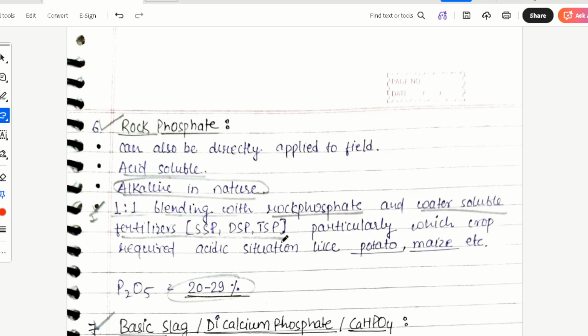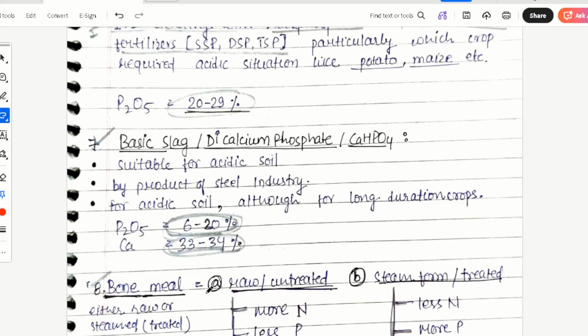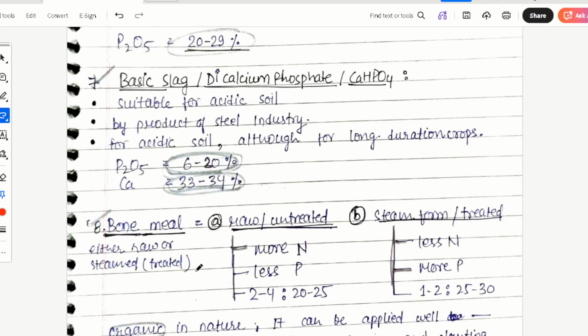The next one is basic slag, which is also known as dicalcium phosphate. It is suitable for acidic soil and is a byproduct of the steel industry. So basic slag is the byproduct of the steel industry, suitable for acidic soil and for long duration crops. P2O5 is 6 to 20%, and calcium is 33 to 34%.